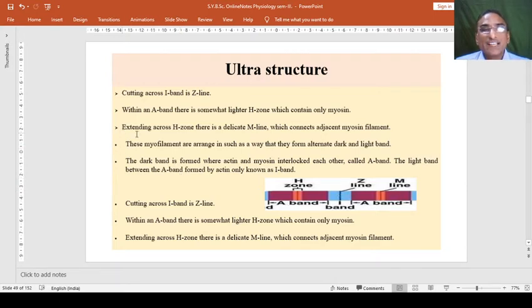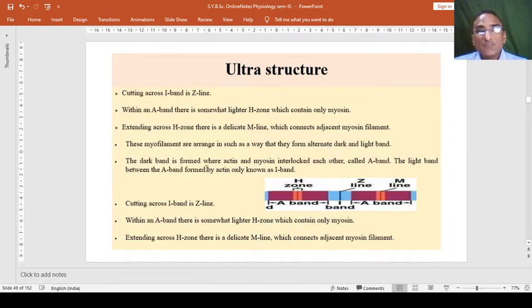Extending across the H zone there is a delicate M line, a very delicate and thin line, which connects adjacent myosin filaments. These lines play a role in connecting the filaments. These myofilaments are arranged in such a way that they form alternate dark and light bands, and usually we call it a striped or banded appearance on the muscle fiber.